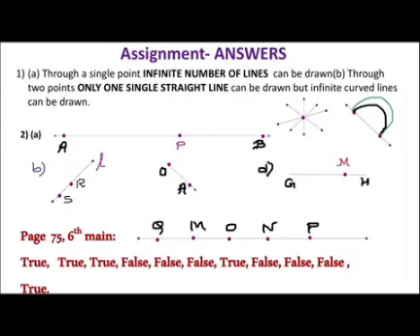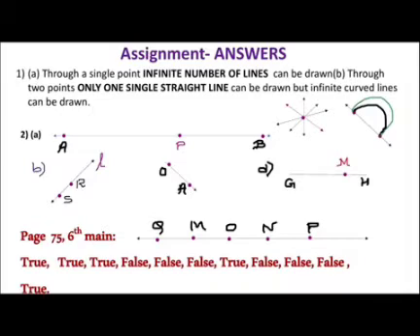Go to the next one. M is a point on ray OP. So ray OP starts at O and moves through P. He says M is a point on ray OP, which is false. M is beyond, that is, it doesn't lie on ray OP.